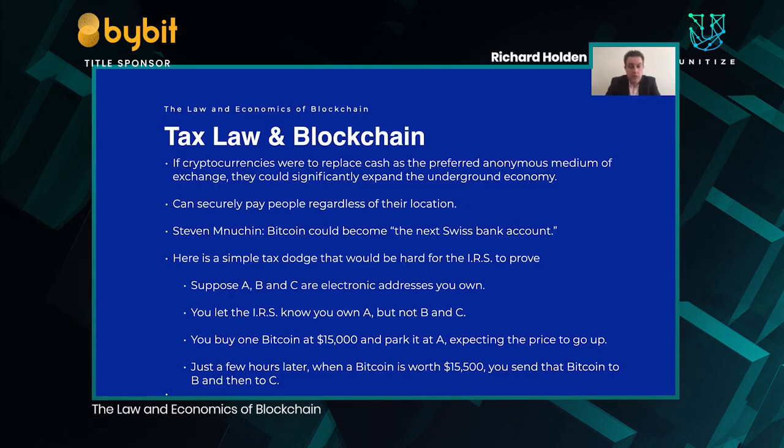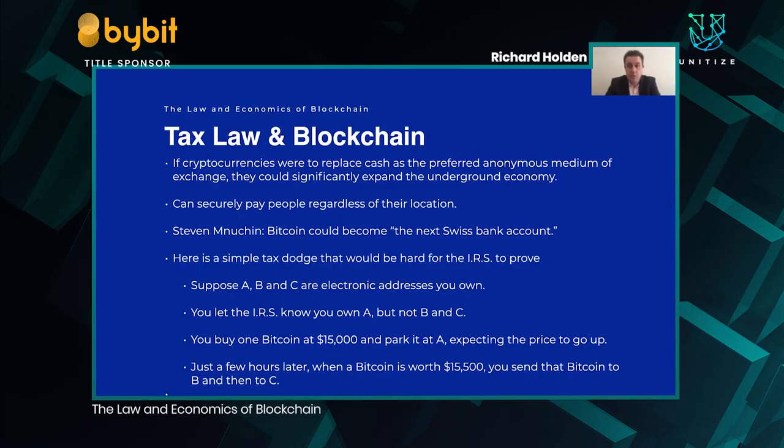Moving on to tax law, Anoop and I wrote a piece in the New York Times a couple of years ago, just pointing out that with the rise of cryptocurrencies, if they were to come to replace cash, which may well be the case in some meaningful way, then that would give rise to a whole lot of issues to do with how things are taxed. And so Stephen Mnuchin, who's Treasury Secretary of the United States, said some time ago that Bitcoin could become what he termed the next Swiss bank account.